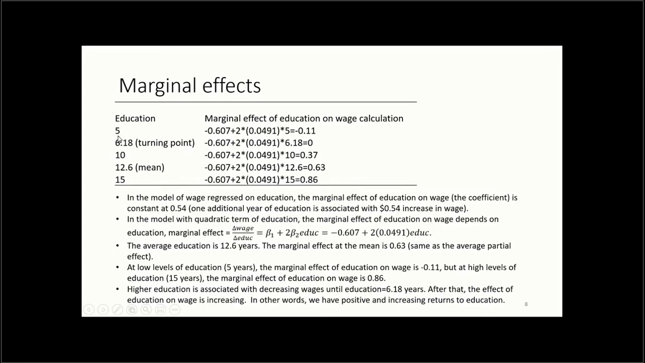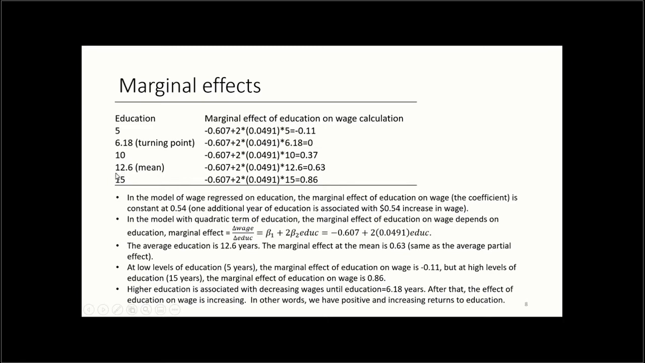If I pick the value of 5 years of education, I just plug in 5 in this expression, and this is the marginal effect. I will also calculate it at 6.18, because that was the turning point we estimated on the previous slide. And as we see, the marginal effect is 0. Then I'll calculate at 10. I will also calculate the marginal effect at 12.6.